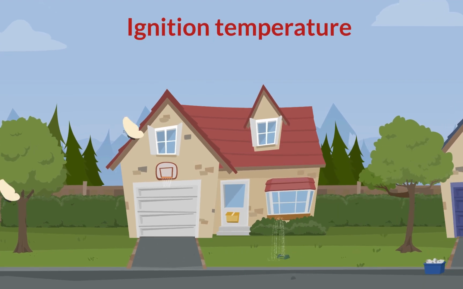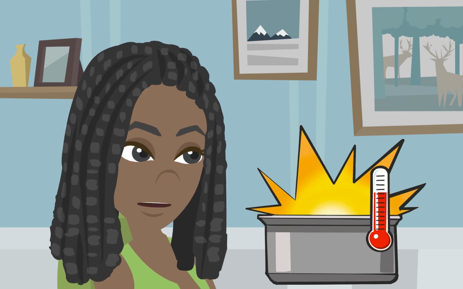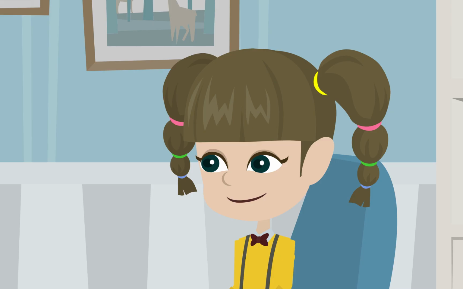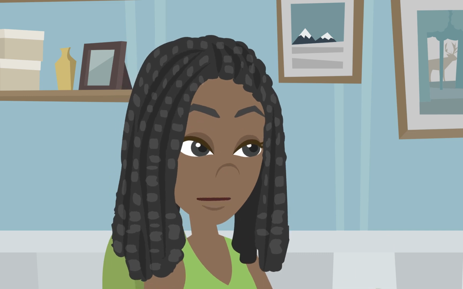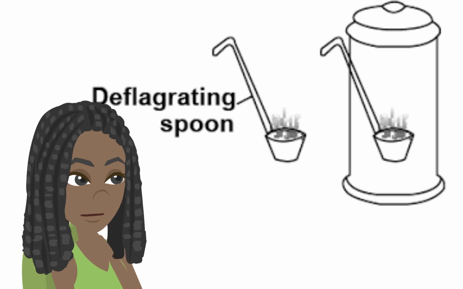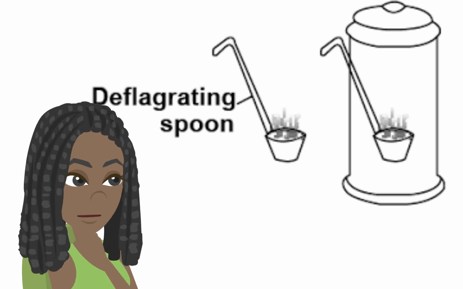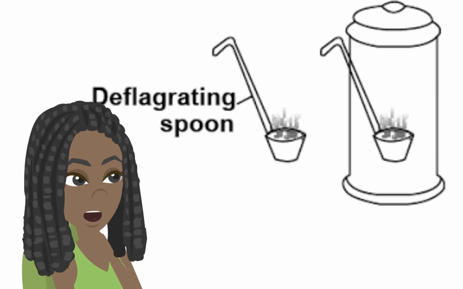Ignition temperature. Ignition temperature is the lowest temperature at which a substance catches fire and starts burning. Let me show you an experiment to demonstrate this. Okay, I'm excited to learn more. We're going to place a piece of burning wood or charcoal on an iron plate and cover it with a glass jar or transparent container.